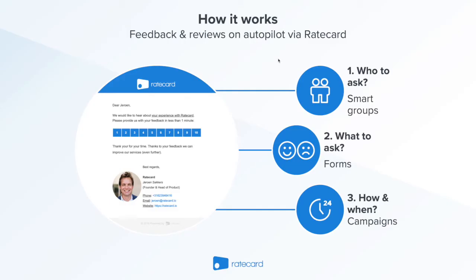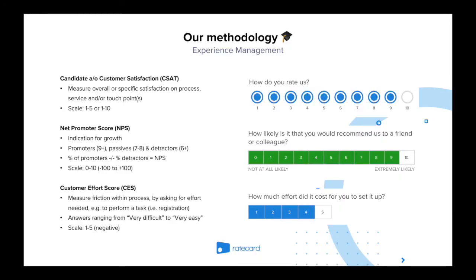Next, we will set up the questions. What do we want to ask? These three methodologies are most used by our customers. Satisfaction or CSAT to measure overall or specific satisfaction on a process, service or touchpoint, usually with a scale of 1 to 5 or 1 to 10. The Net Promoter Score or NPS to measure growth potential with a scale of 0 to 10. And Customer Effort Score to measure the friction within a process by asking for effort needed.